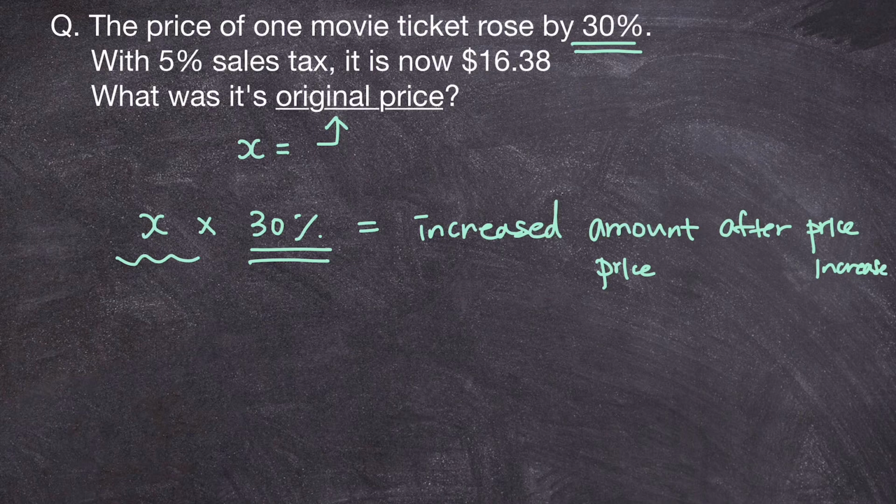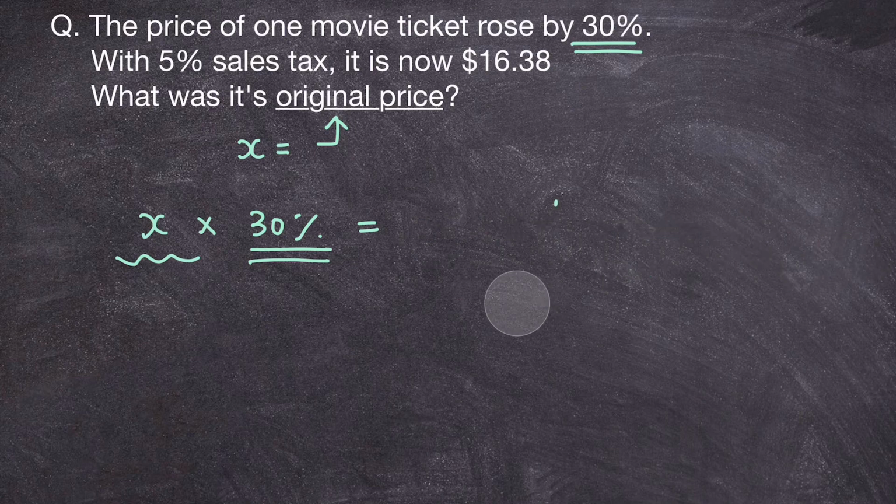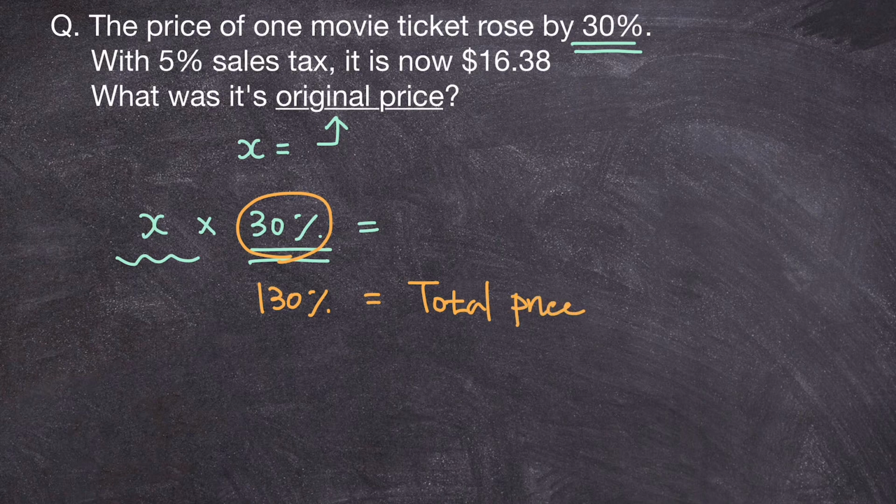So if the ticket was $5 and it increased to $6, then by multiplying the 30%, you're going to get $1 basically. And you don't want to do that, right? You want to calculate the total price of the ticket after the price increase. And in order for you to do that, you should not use 30%, but you should use 130%. If you multiply 130%, then you'll get the total price after the price increase.